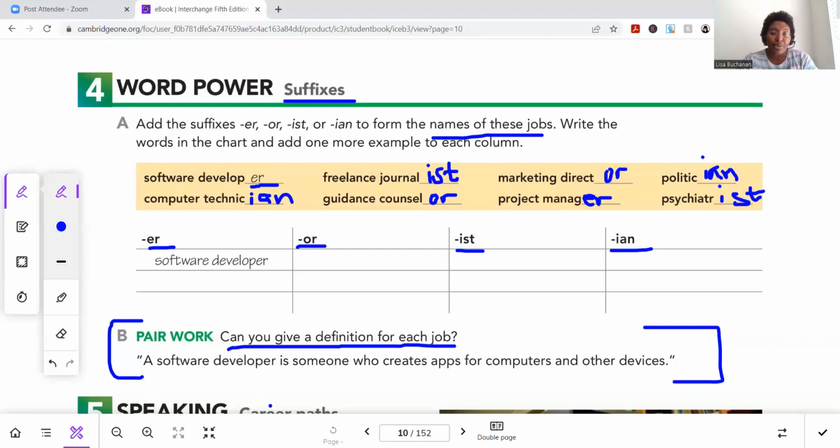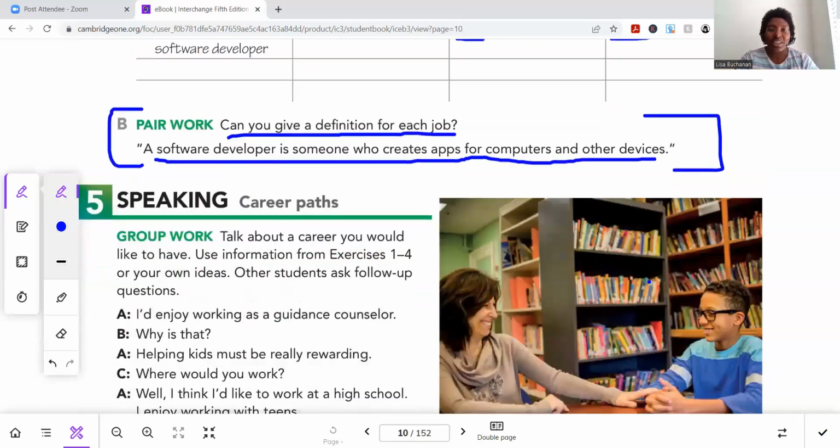So look at this example. A software developer is someone who creates apps for computers and other devices. So I'm a software developer. I create apps for computers and other devices. Great. You should be able to do that quickly and smoothly.